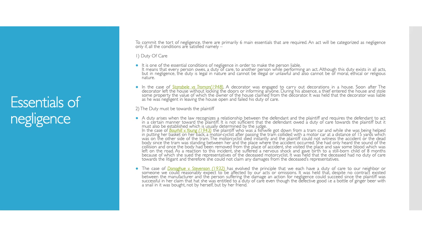The next point is that the duty must be towards the plaintiff. This duty arises when the law recognizes a relationship between the defendant and the plaintiff, requiring the defendant to act in a certain manner towards the plaintiff. It is not sufficient that the defendant owed a duty of care towards the plaintiff, it must also be established, which is usually determined by the judge.